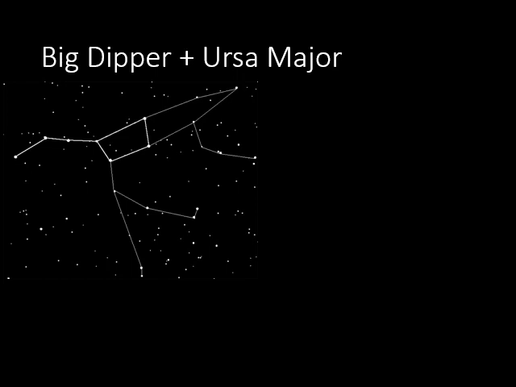The constellation is technically that entire region of sky, not just the stars that we play connect the dots with, but all of the stars that are within that patch of sky. The Big Dipper is an easy pattern of stars to find, and it's part of Ursa Major, the Great Bear.